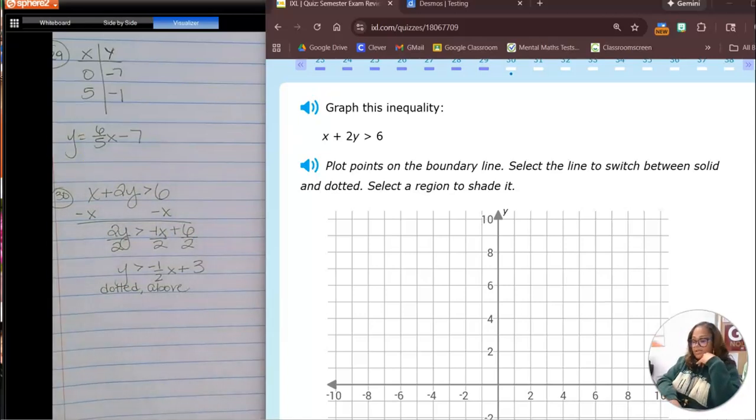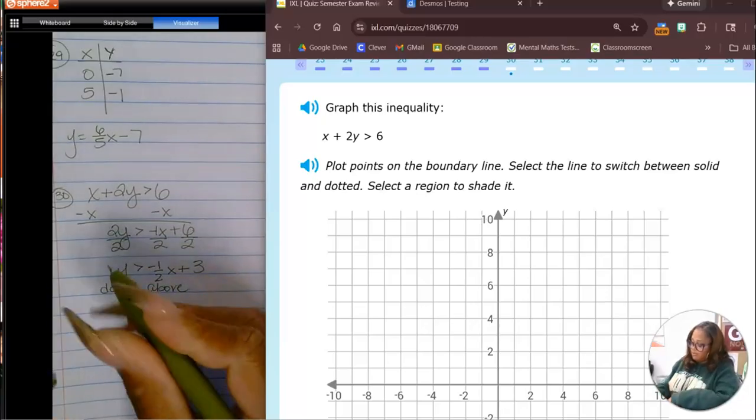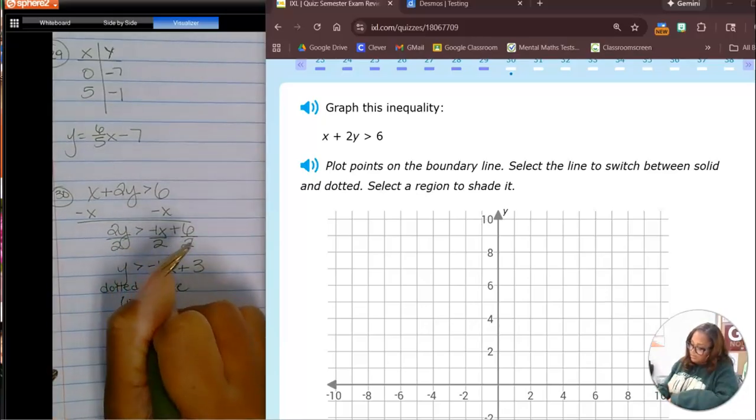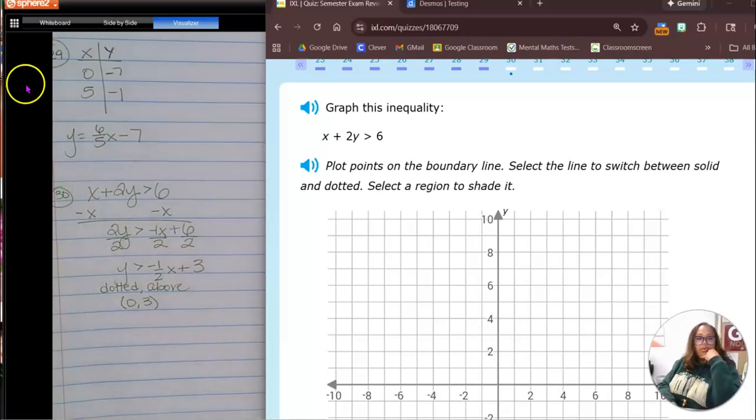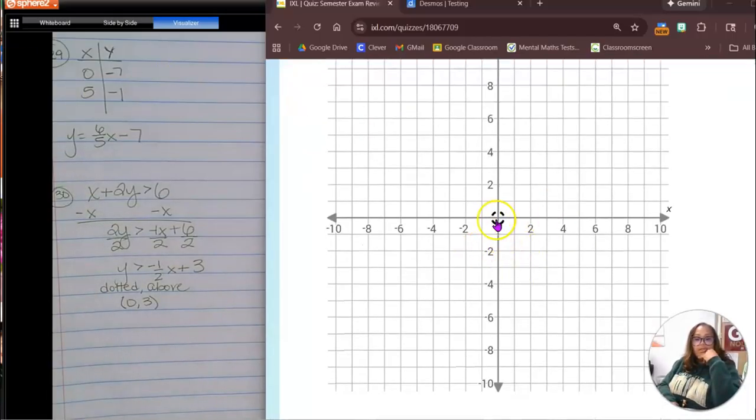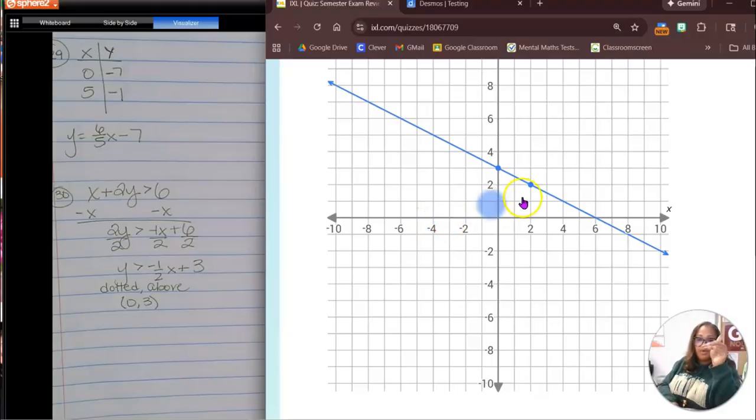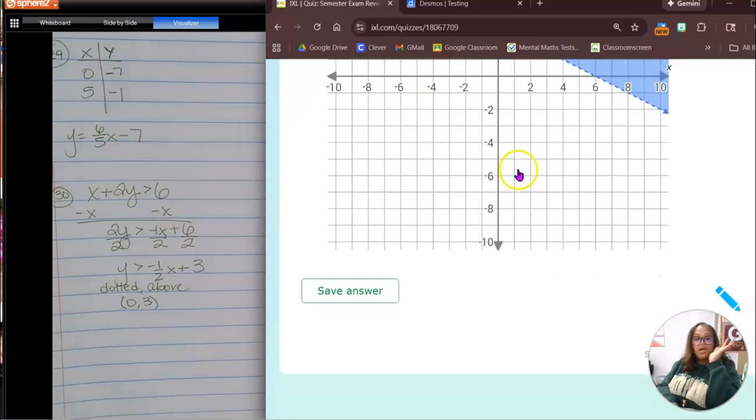So start at 0, 3. Zero, 1, 2, 3. Plot your point. Go down 1 to the right 2. 1, 2. Plot your point. Notice you got to make 2 movements most of the time before you plot a point. Okay. Dotted line. There's my dotted line. Shade above. Got it.